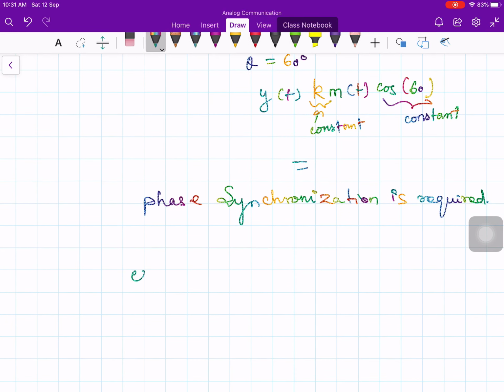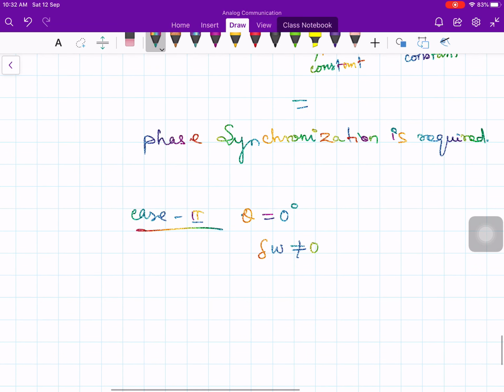Now in case 2, let us assume the phase is perfectly matched at 0 degrees and delta omega is not equal to 0, then in that case what is your output? Just to simplify the discussion I am taking these types of cases. Of course, this does not really simplify too much even in this condition. So y of t is equal to k times m of t and cos of delta omega t.